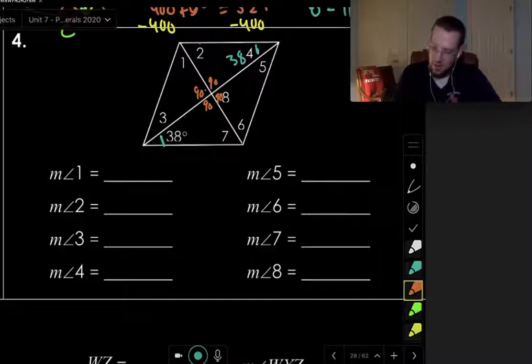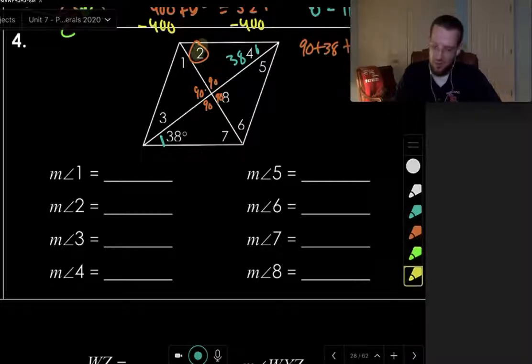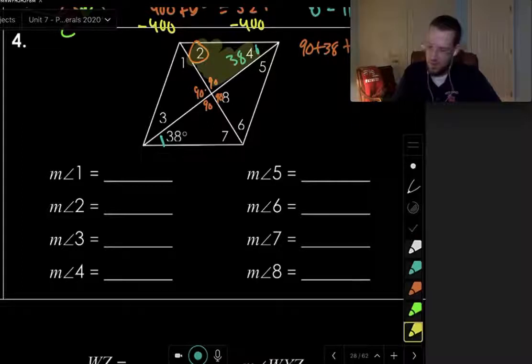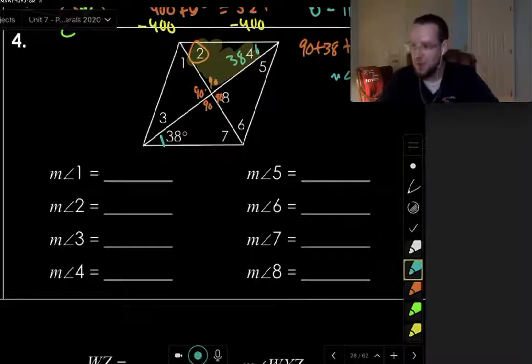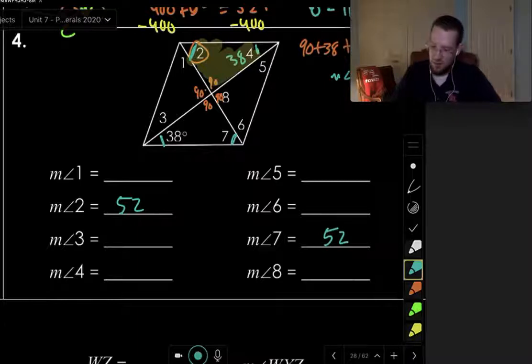So we know that angle 2, for example, is going to be 90 plus 38 plus the measure of angle 2, and those three make a triangle. So we can add these two together, subtract that from 180, and we find the measure of angle 2 is going to be 52. So 52, and the measure of angle 7 is then also 52. We have angle 4, which we already found to be 38.